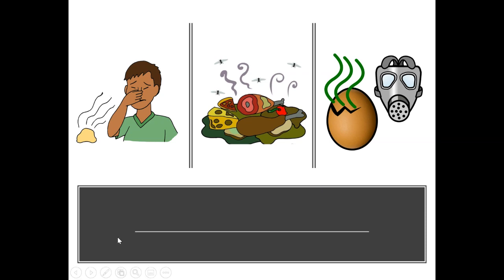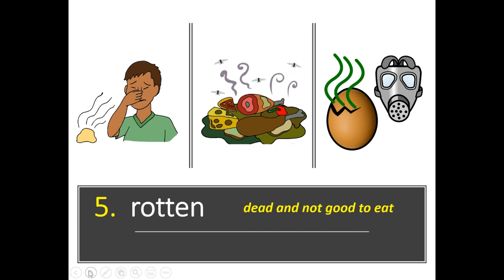They all show, here's our word, something rotten. To rot, or it is rotten. Rotten. Write it down for your word, rotten. What does rotten mean? Dead and not good to eat. And oftentimes when it's rotten, it's smelly.